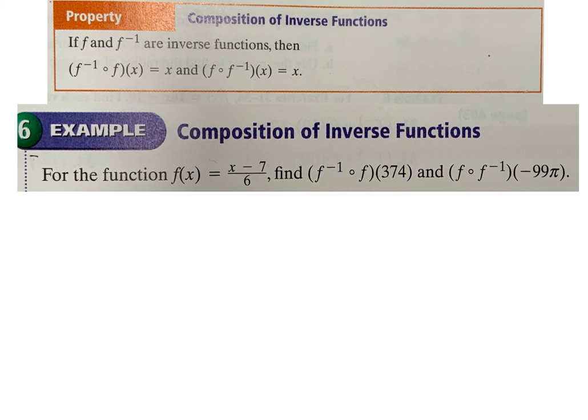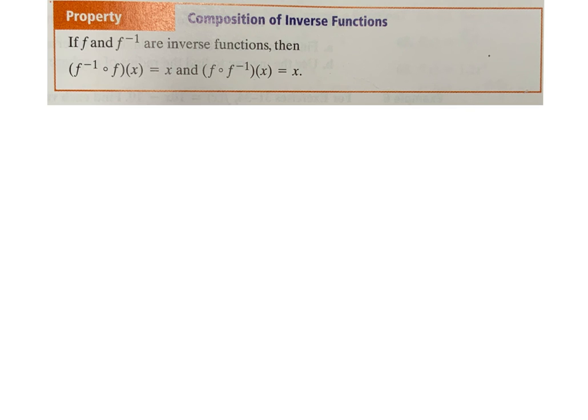Which is what we really just did. If you have inverses of each other, which is what they're saying we have, if f and f negative 1 are inverses, then when you take the composite, you just get x, or you get whatever. In this case, they gave us a number in place of x. So before we do this example, I want to go back to the ones that we just did.